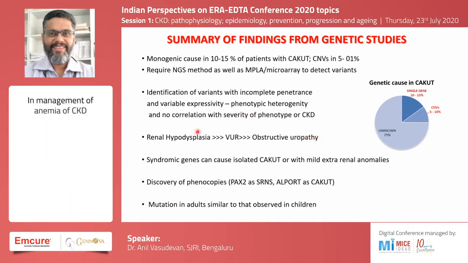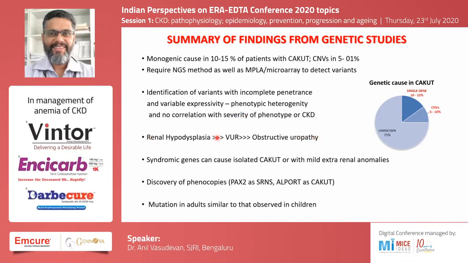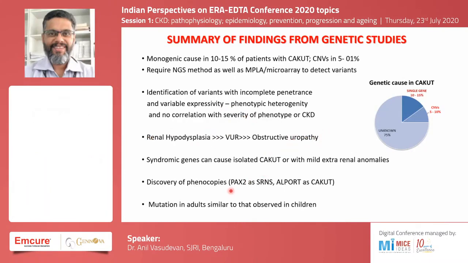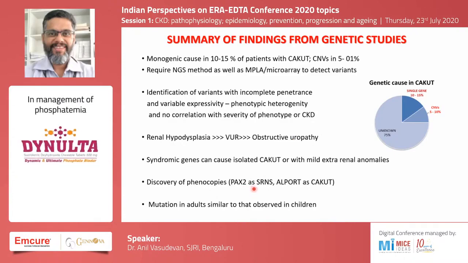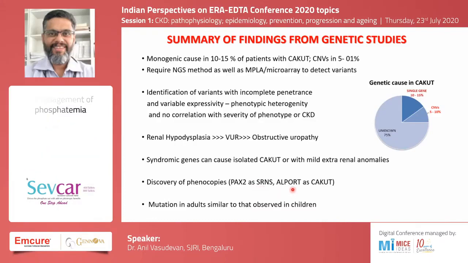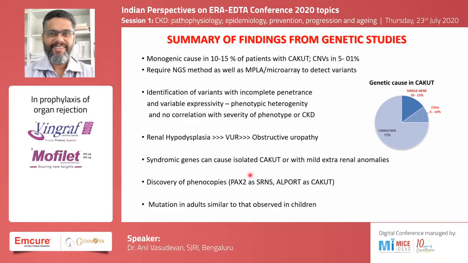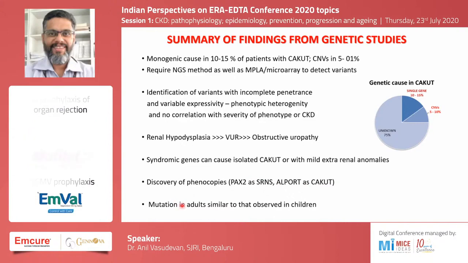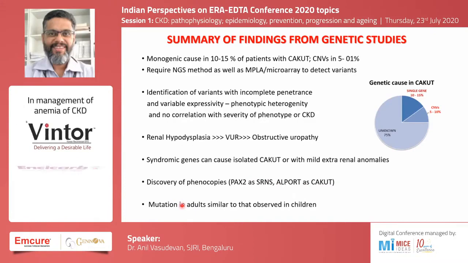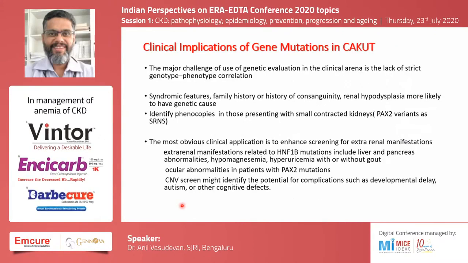And the genetic yield is highest if the child has a renal hypodysplasia as opposed to a child with PUV. And also what has been noted is that many of the children with CAKUT can present with different manifestations like severe proteinuria, which can be steroid resistant, or you can have a small contracted kidney, which on genetic analysis turns out to be Alport. And what is surprising is that unlike in steroid-resistant nephrotic syndrome, it seems that the burden of mutation is similar in children and adults. So what does it mean from a clinical practical point, or from a clinician's perspective?